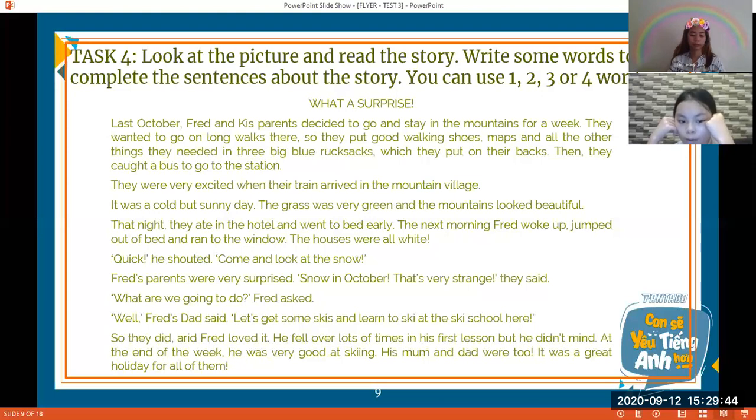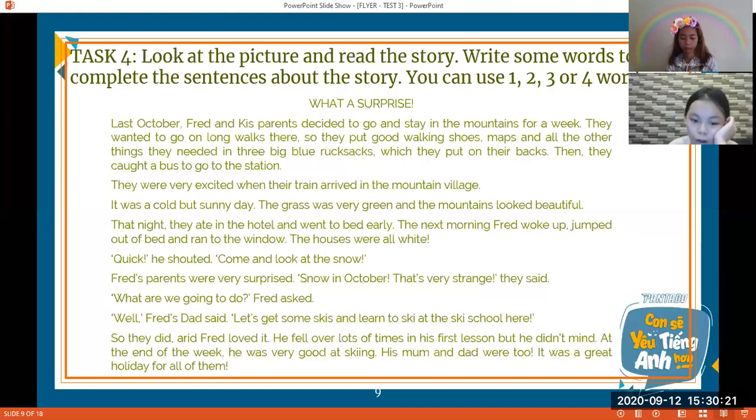Fred's parents were very surprised. Snow in October, that's very strange, they said. What are we going to do? Fred asked. Well, Fred, Dad said, let's get some skis and learn to ski at the ski school here. So they did. Fred loved it.